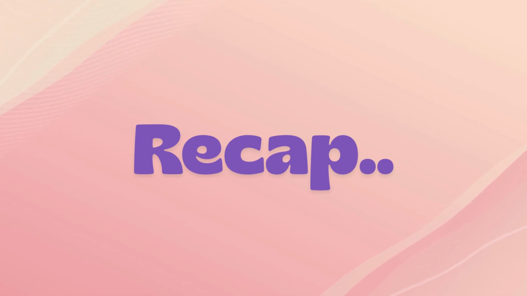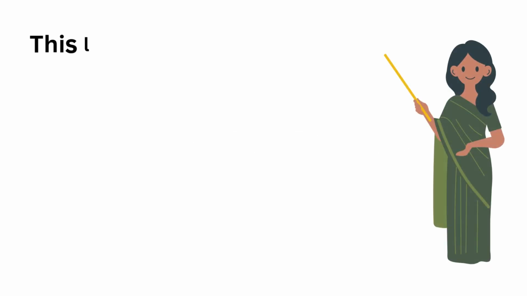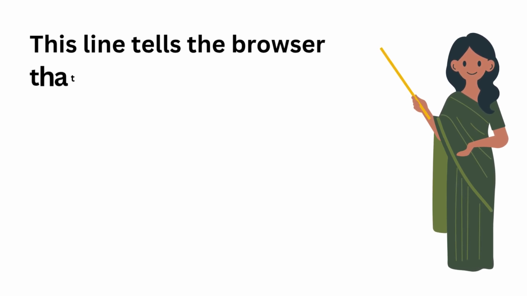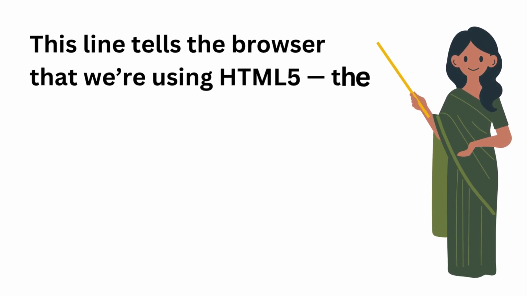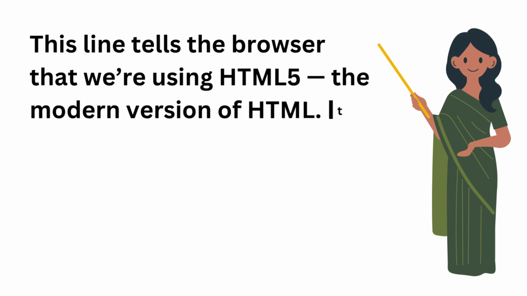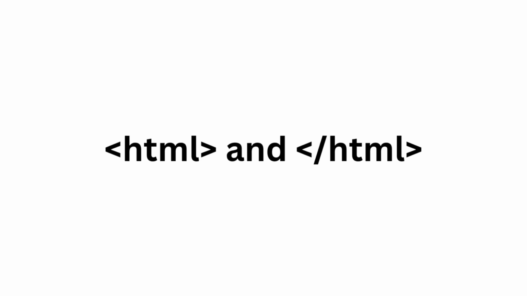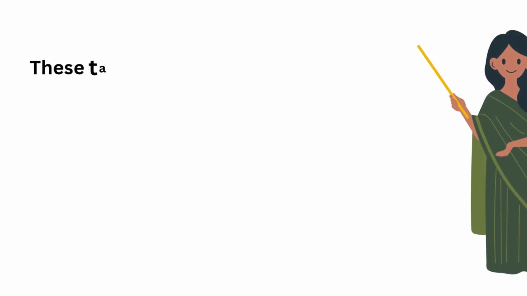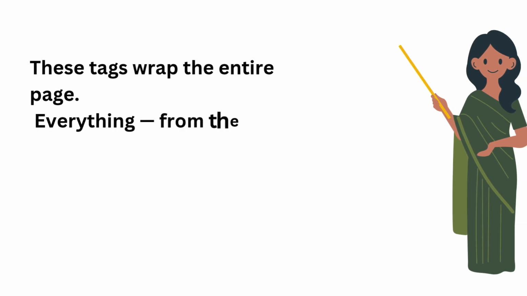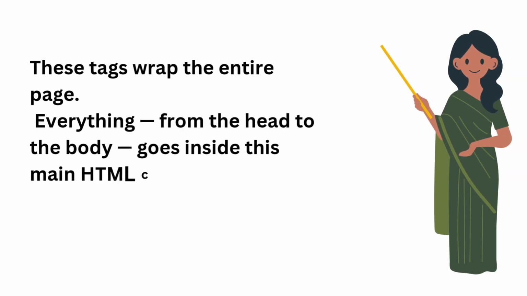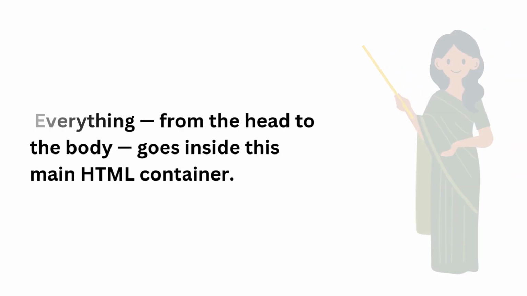Doctype HTML. This line tells the browser that we are using HTML5, the modern version of HTML. It's always written at the top of your file. The second one is the HTML tag. These tags wrap the entire page. Everything from the head to the body goes inside this main HTML container.